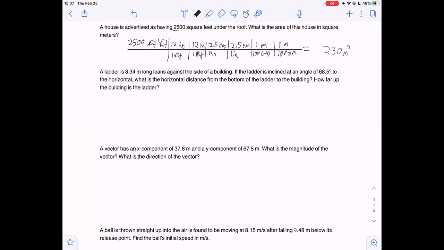Okay, now a ladder is 8.34 meters long, leaning up against the side of a building. If the ladder is inclined at 68.5 degrees to the horizontal, what is the horizontal distance between the bottom of the ladder and the building? How far up the building is the ladder? What's our first step here? You can draw your triangle.